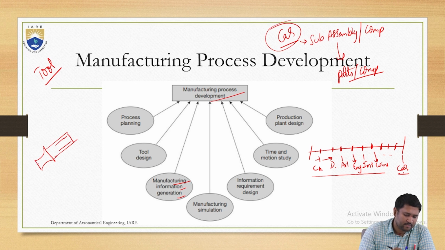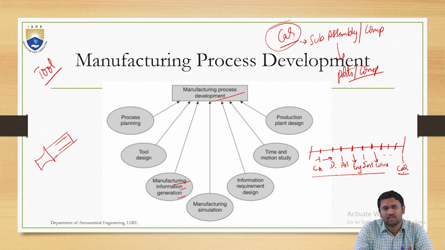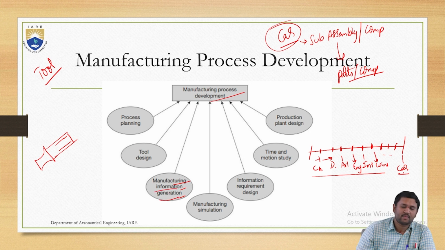Right? It's a simple part. Let's say we are using it in a car. We want to produce the same part in mass batches by using some computer assisted manufacturing techniques. For that, what is the information that is needed? Whatever you are generating is your manufacturing information generation.